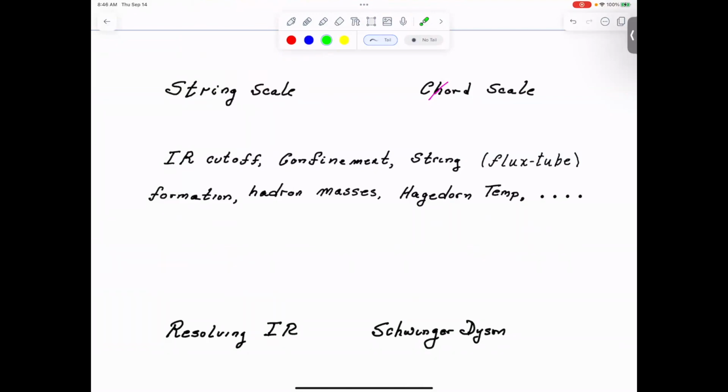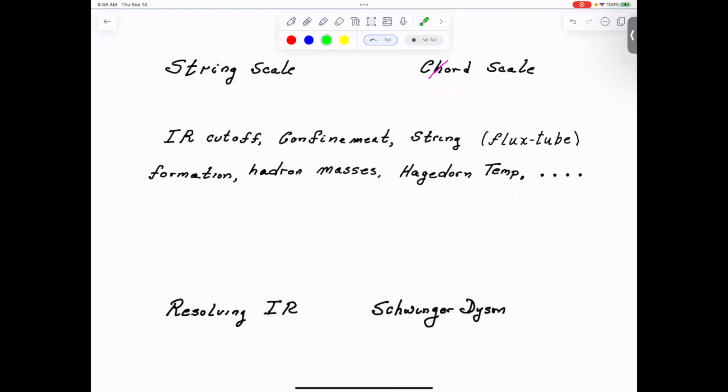Okay, what about the string scale, which I'll also call in this context the chord scale without the H. What is the string scale in Yang-Mills theory? By the string scale in Yang-Mills theory, I simply mean the infrared cutoff scale, the confinement scale, the scale at which flux tubes form, hadron masses, Hagedorn temperature. They're all the same scale, 150 or 200 MeV or something like that. And that is what I mean by the string scale in Yang-Mills. We could call it the flux tube formation scale if you didn't want to call it the string scale.